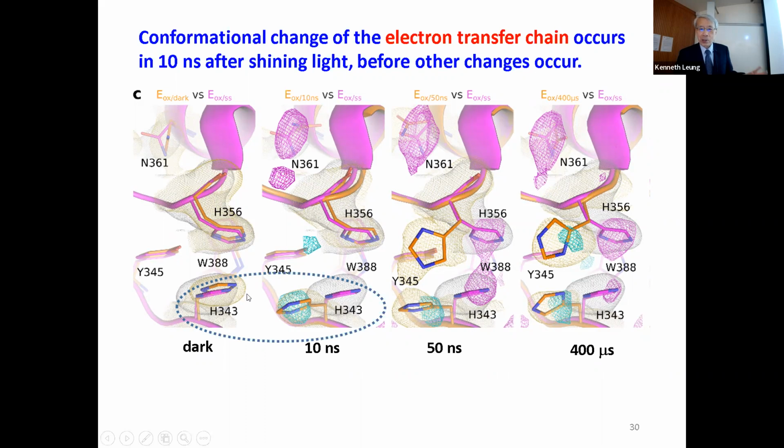Okay. So this is an example to tell us that, yes, at 10 nanoseconds, we see this change that could be attributed to electron transfer. So the electron has to transfer from the light to the protein, and then to the FAD, and then FAD undergoes a change of conformation as shown in the previous slide.